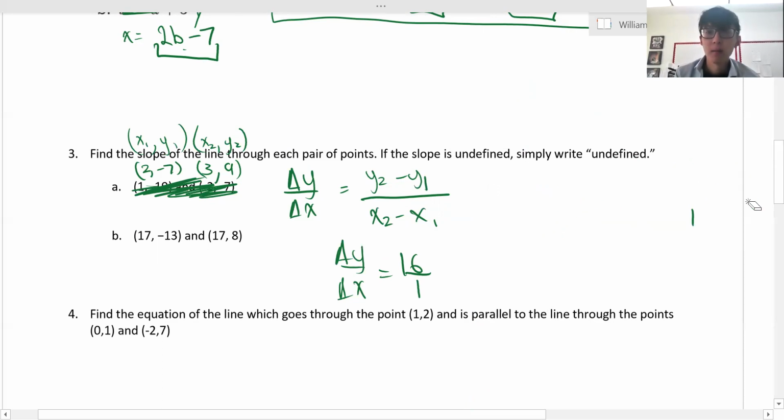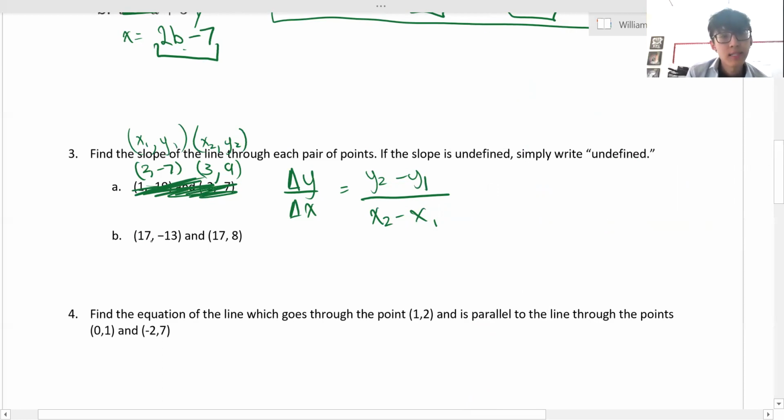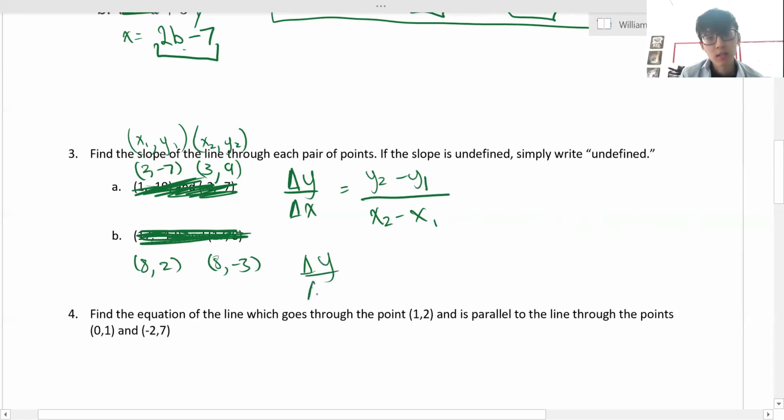Okay, cool. I'm now going to move on to the second one. Instead of this pair of points, I'm going to choose 8 comma 2 and 8 comma -3. Okay, I want to find the slope, right? So same idea, change in y over change in x. Let's do y2 minus y1 over x2 minus x1. Let's see, x2 and y2 is this point.